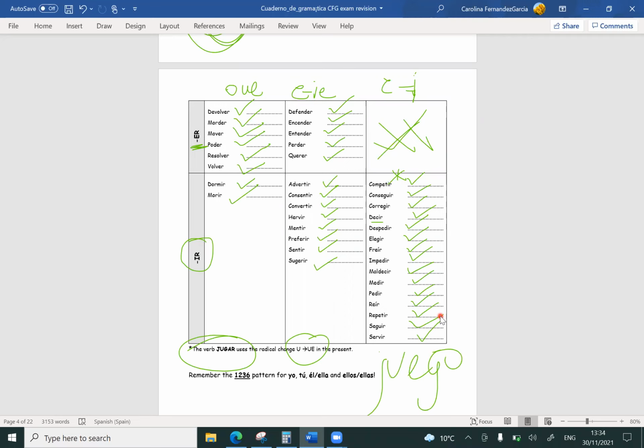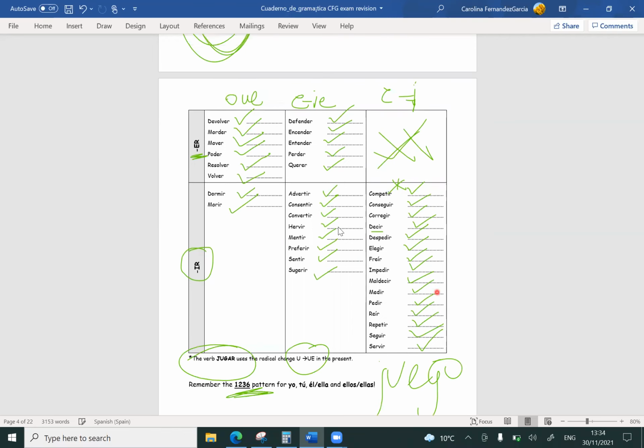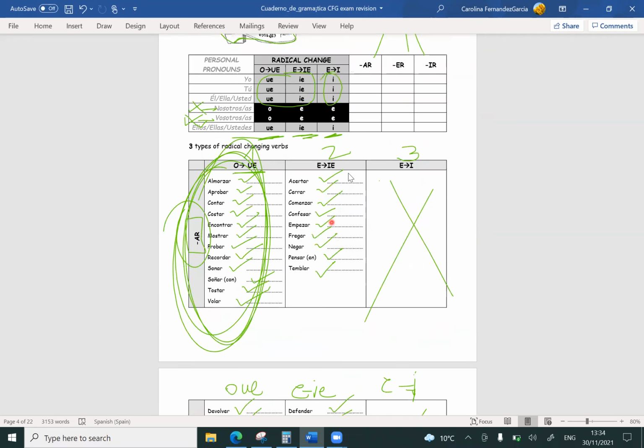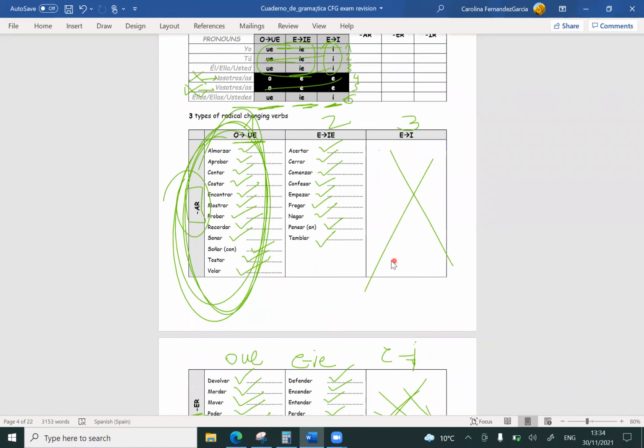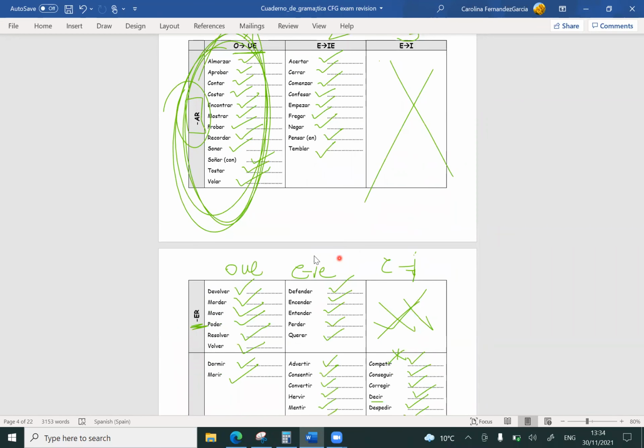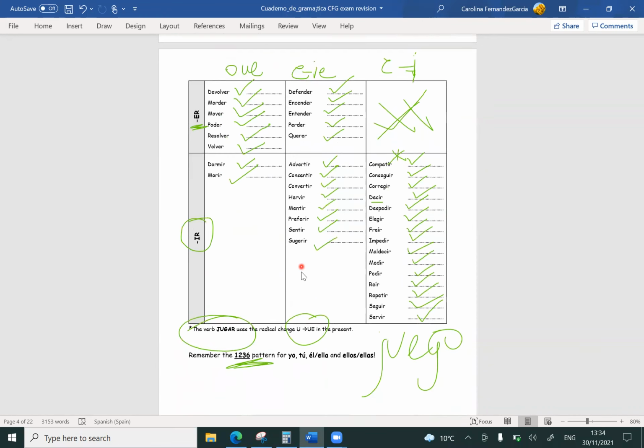Okay, another thing you can do is follow the 1, 2, 3, 6 pattern. So I could number these verbs 1, 2, 3, 4, 5, 6, and some of these verbs will follow the 1, 2, 3, 6 pattern. That means the forms 1, 2, 3, and 6 will change. Basically, the ones outside the boot, the 4 and 5, which are we and you all, don't change. My advice is to learn these ones here because they're the ones you will need for the exam.